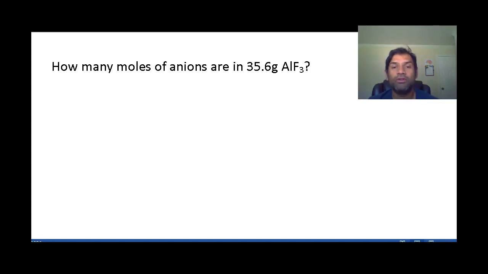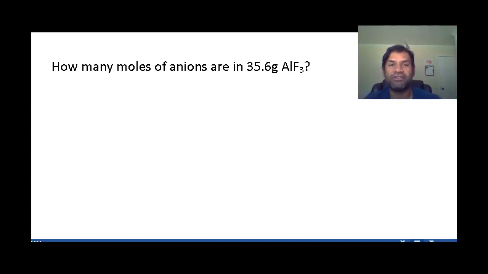In this video, we will utilize the definition of the mole to determine how many moles of anions are in 35.6 grams of aluminum fluoride. So this problem actually exploits two definitions of the mole. One of them is the part over whole relationship that designates the mole. That is to say, we have 1 mole of Al in 1 mole AlF3, again, part over whole. You can also say we have 3 moles of F over 1 mole of AlF3, again, part over whole.